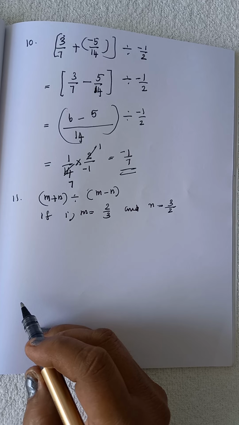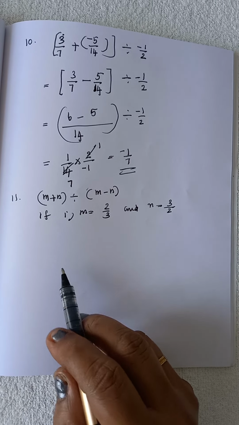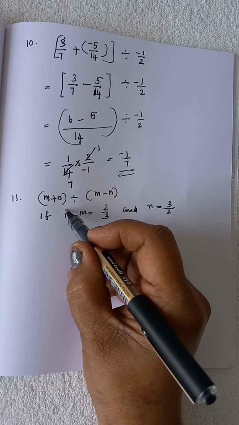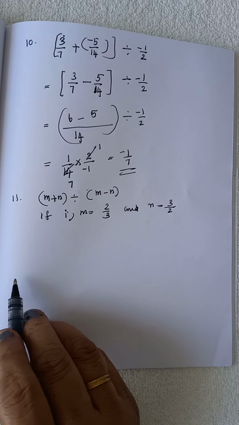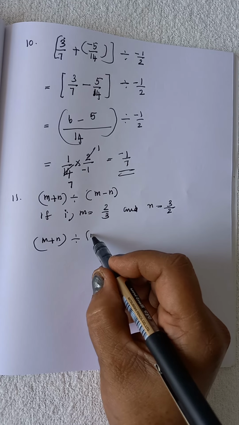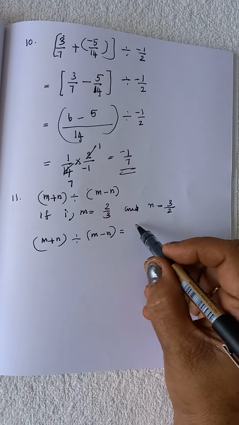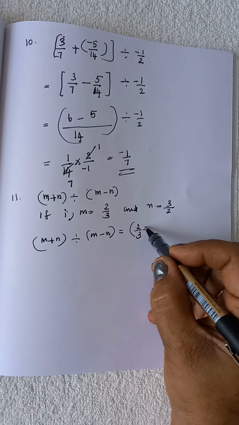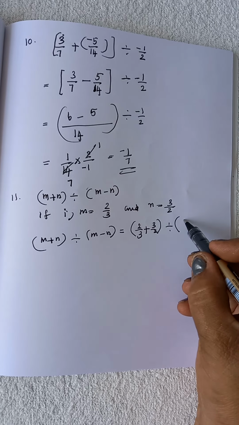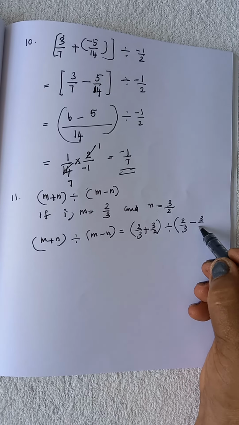Now the 11th question is, find m plus n divided by m minus n if 3 conditions are there. First one is m is equal to 2 by 3 and n is equal to 3 by 2. So let us do that at first. So now this m plus n divided by m minus n we have to find out. Now that is equal to, value of m is 2 by 3 plus n is 3 by 2. Then that divided by m is 2 by 3 minus n is equal to 3 by 2.